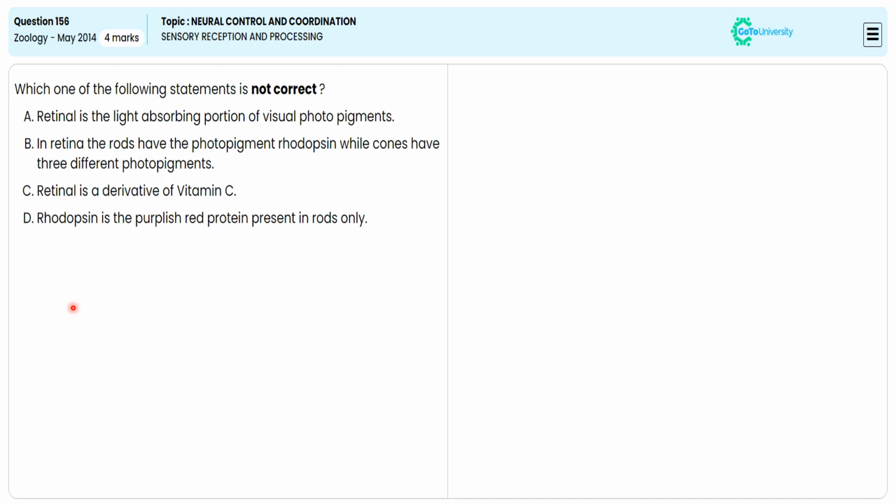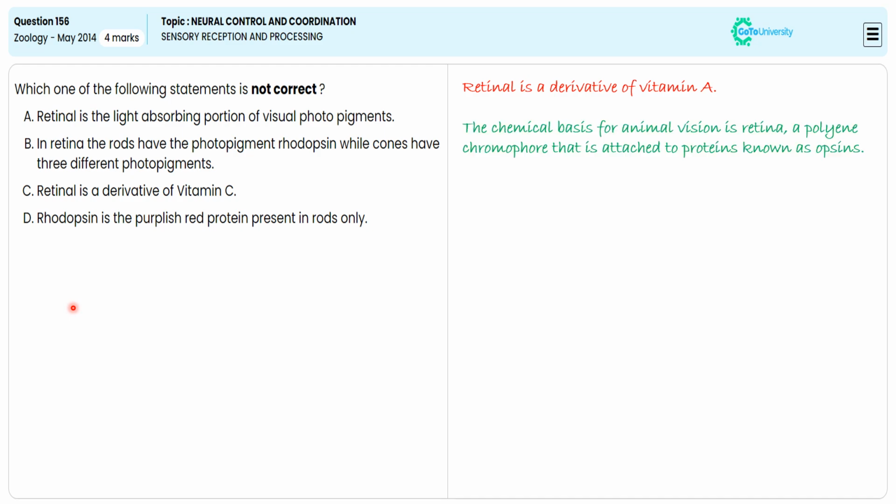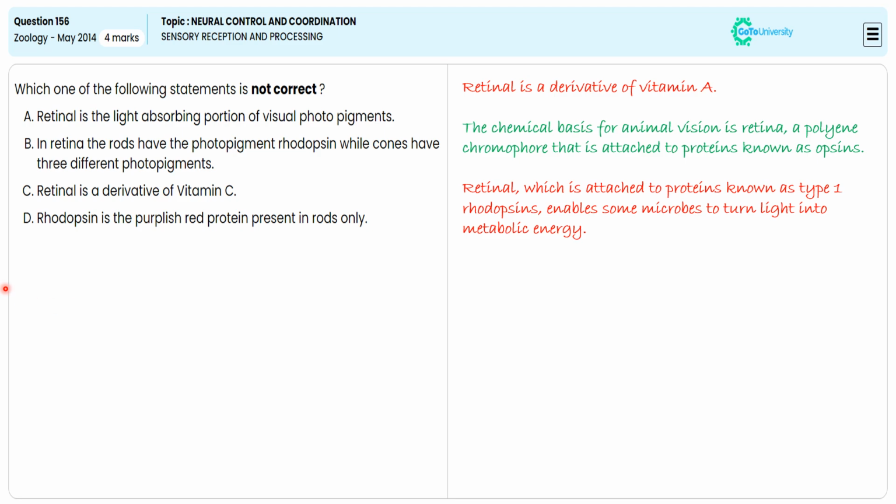What are the points we told with the different options? We are giving a sentence-wise narration to have a recap and also to take neat notes for future reference. Retinol is a derivative of vitamin A. The chemical basis for animal vision is retinal, a polyene chromophore that is attached to a protein known as opsin. Retinal, which is attached to the protein known as type 1 rhodopsin, enables some microbes to turn light into metabolic energy. With this specification, we choose option C as the wrong statement, which is exactly matching with this question's demand.